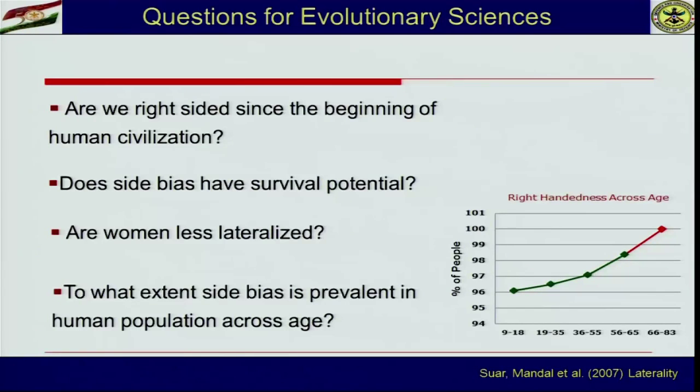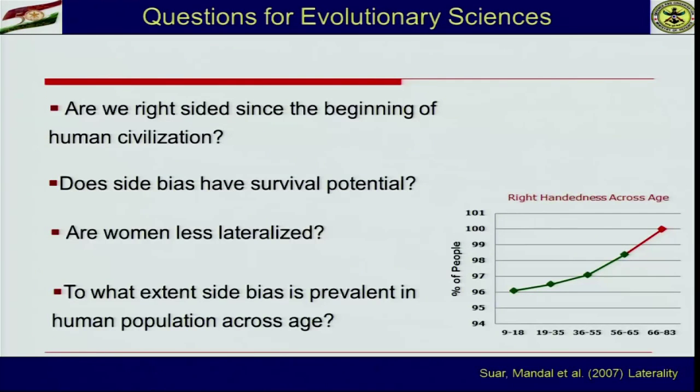Likewise, to what extent is side bias prevalent in human population across age? We have done a very recent study, which appeared in a journal called Laterality, in which we have found that after a particular age, that is 65 plus, the left-handers are nearly non-existent. I will raise this issue when I will be discussing hand bias as one of the issues that we have studied under a Department of Science and Technology program. But this question is being raised in order to tell that the more we grow, the fewer left-sided bias people there are when the human population is studied across the age.